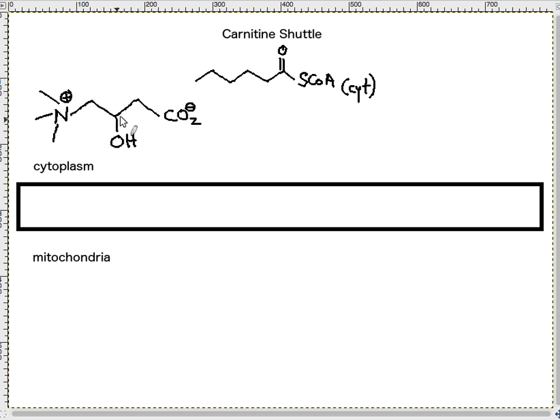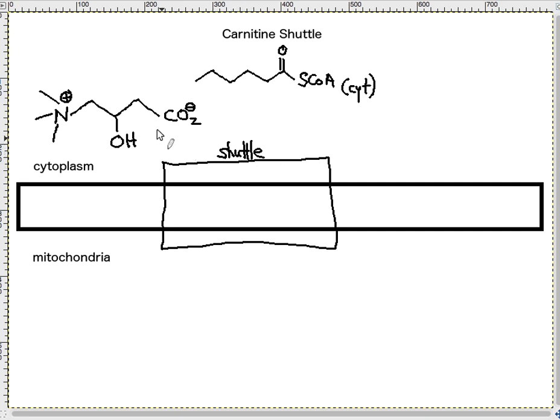So over here we've got carnitine. It's got 4 carbons on it with this alcohol group in the middle, and it's got a positive and negative charge. Now it turns out that there is a specific transporter protein called the Carnitine Shuttle. And this shuttle actively transports carnitine from one side of this membrane to the other. Now, in order to get our acyl-CoA to move across this membrane, it's going to covalently bind to carnitine and then hitch a ride along with carnitine using this shuttle across the membrane.